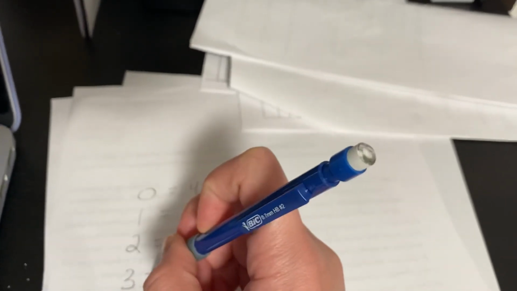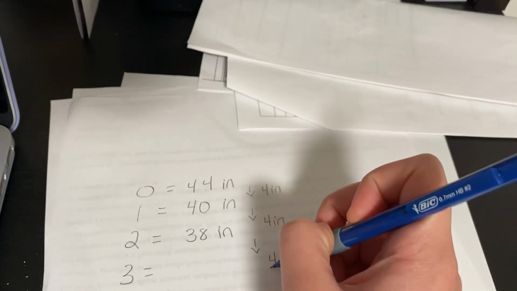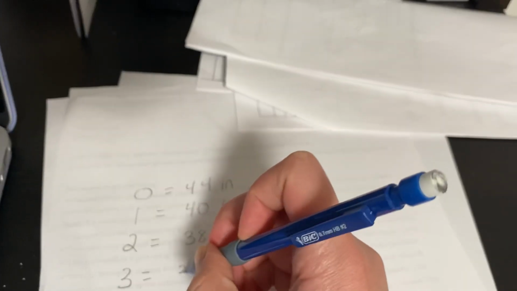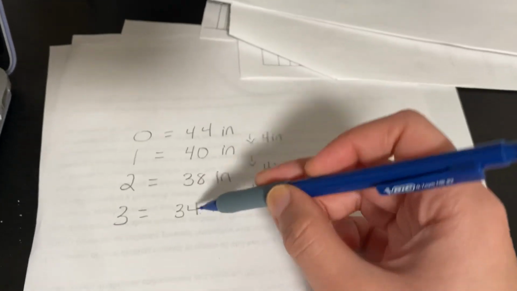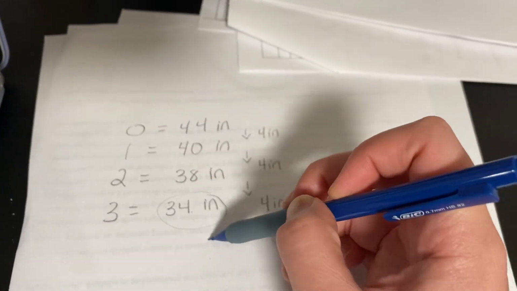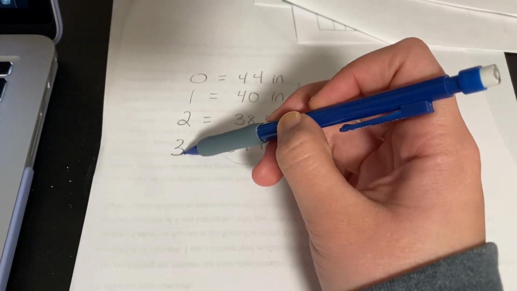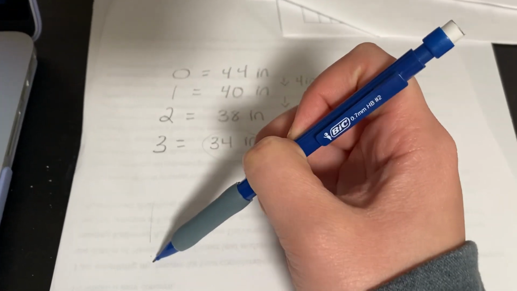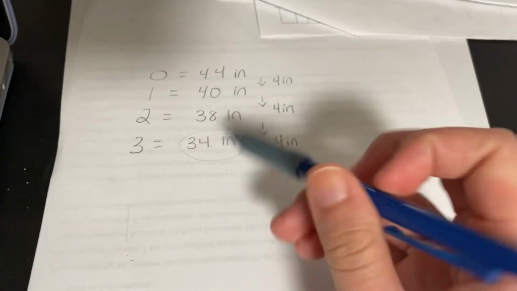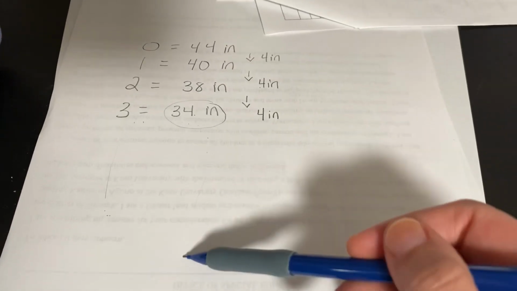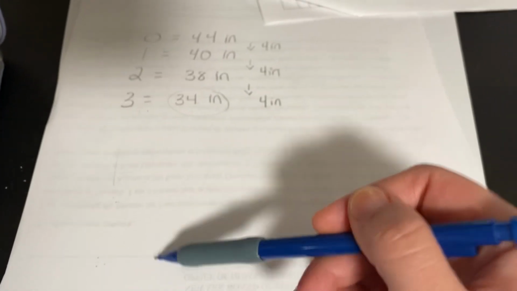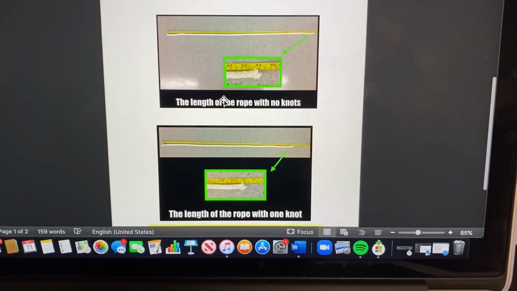And it's going to be 3 knots. 38 minus 4 is 34 inches. Until you guys get this number to 0, this is going to tell you how many knots you can have on the rope. So right now, I can do 3 knots and I still have 34 inches left. The goal is to get to 0 inches to find out how many knots you can make on this rope. Okay? And that is your answer for this part.